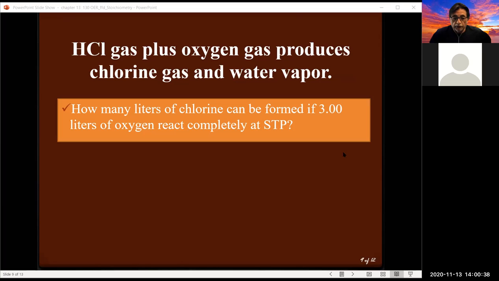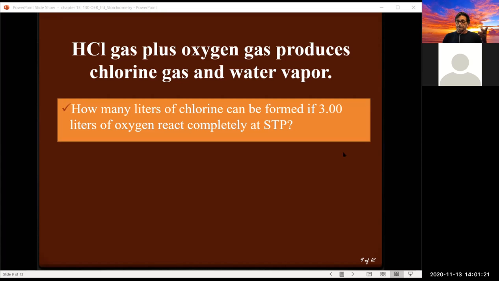All right. So here's another word problem. They're telling you in words, hydrochloric gas plus oxygen gas produce chlorine gas and water vapor. And here's something interesting. All these reactions are in the gas phase. So hydrochloric HCl(g), as far as the physical state, hydrogen gas, oxygen gas. Remember, oxygen is diatomic, so it's O2. And chlorine gas is also diatomic.